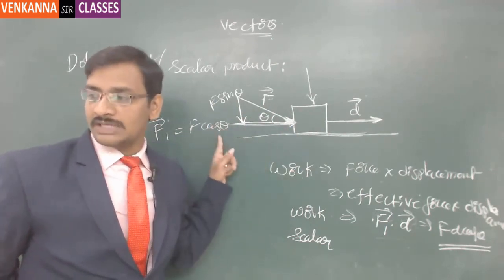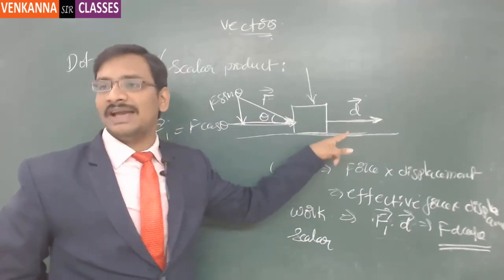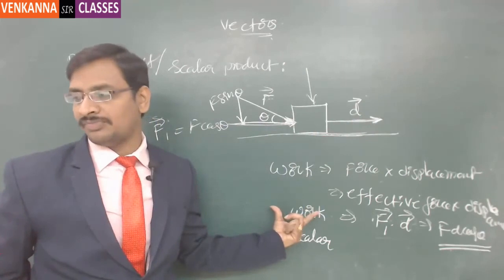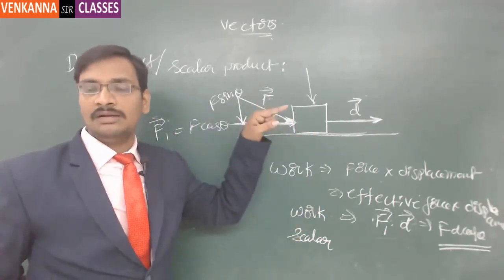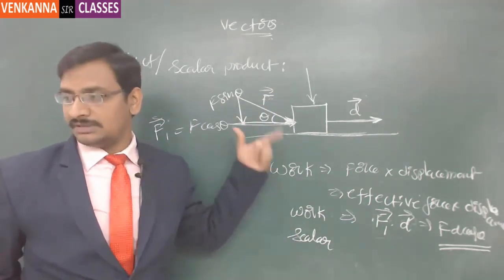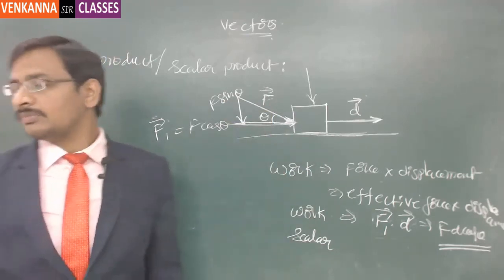And because of the cos theta factor, there is no need to specify the direction explicitly. Both will be one and the same. Hence it becomes scalar. Whereas if the component F sin theta is effective, then there is a need to specify the direction there. I am going to explain that case later. So I hope you understood a fair clarity on the dot product.